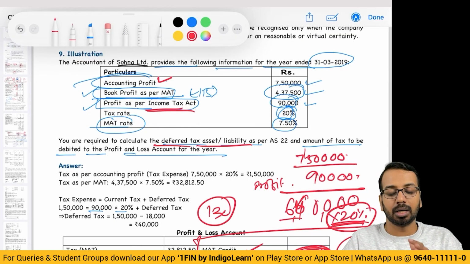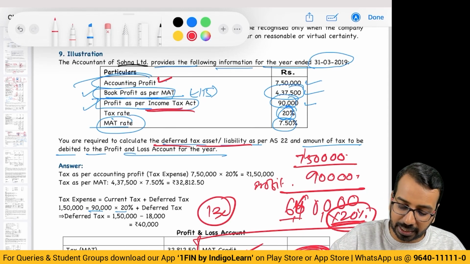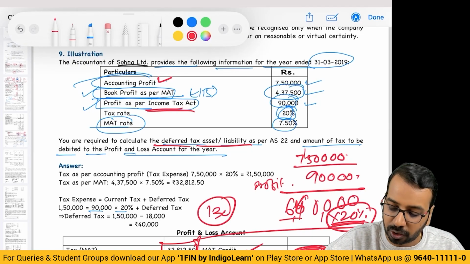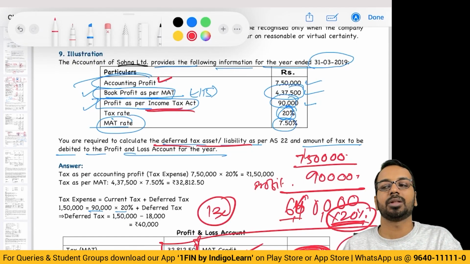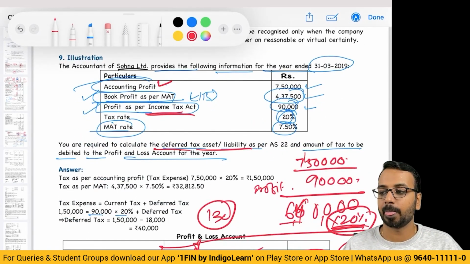So two things. One, what is the deferred tax expense? 1,32,000. And what is the current tax amount to be debited? 32,815. And also you will have to credit 14,812 or 14,813 as credit in the books. Is this question clear? The question on math.